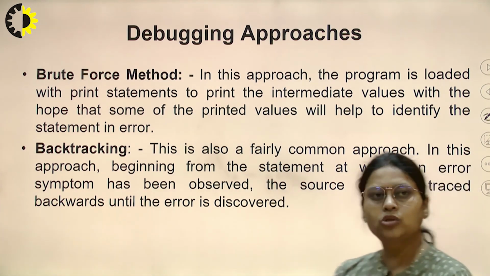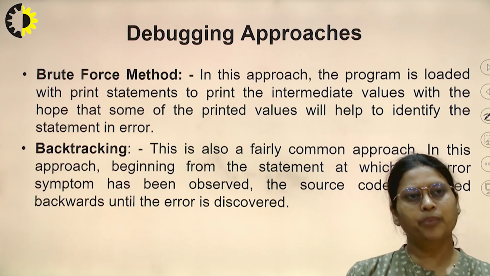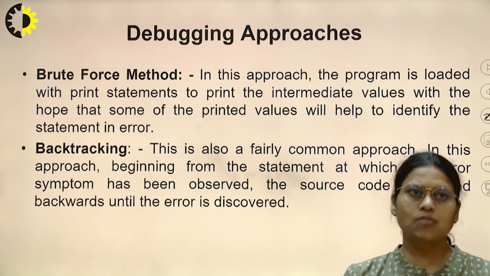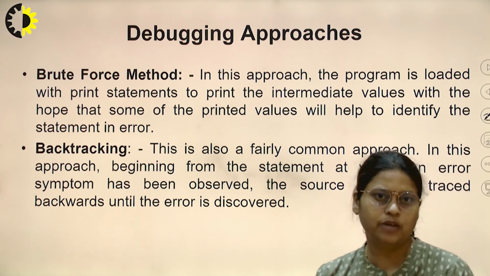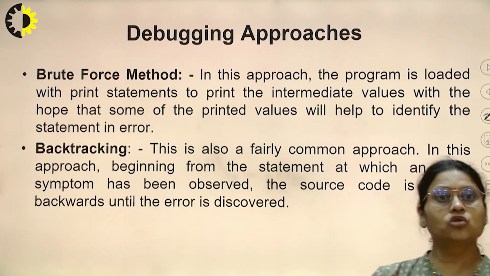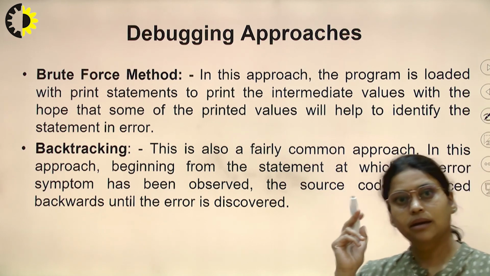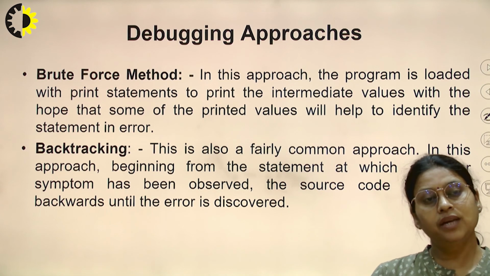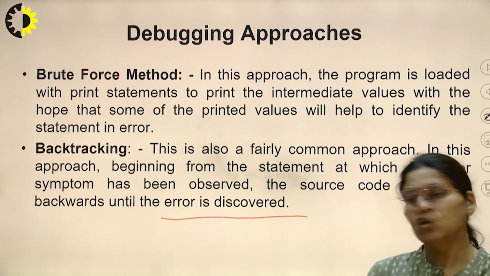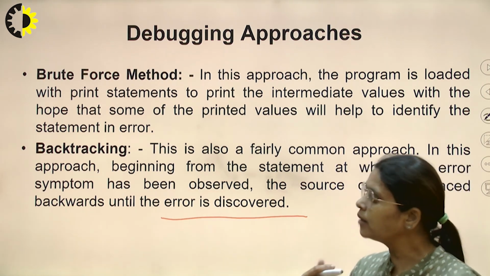These are some approaches of debugging. Brute force: in this approach, the program is loaded with print statements to print intermediate values, with the hope that some of the printed values will help to identify the statement in error. Backtracking method: this is also a fairly common approach. In this approach, beginning from the statement at which the error symptom has been observed, we backtrack until the error is discovered. So we backtrack through the program until we identify the error.